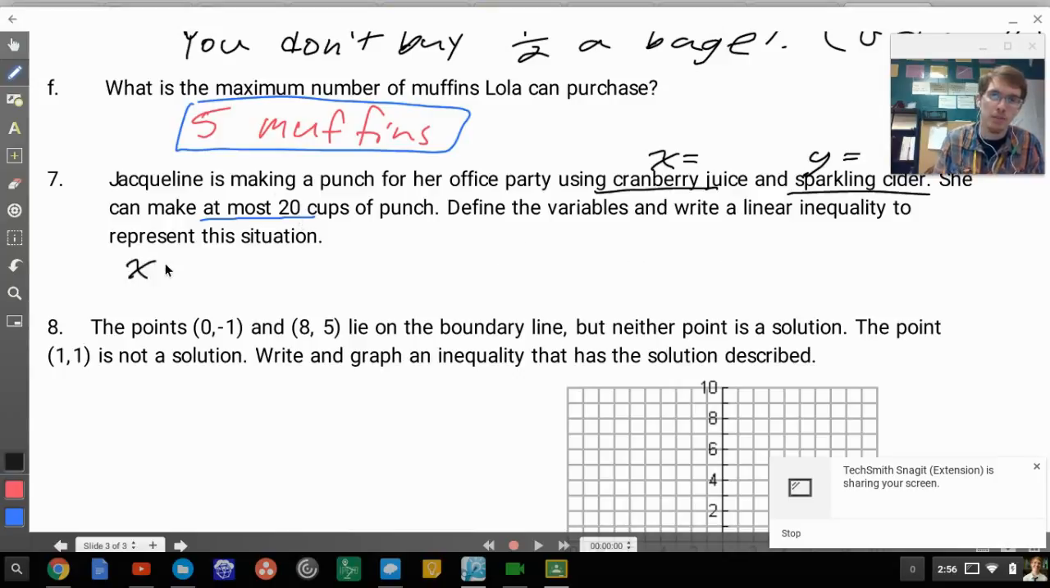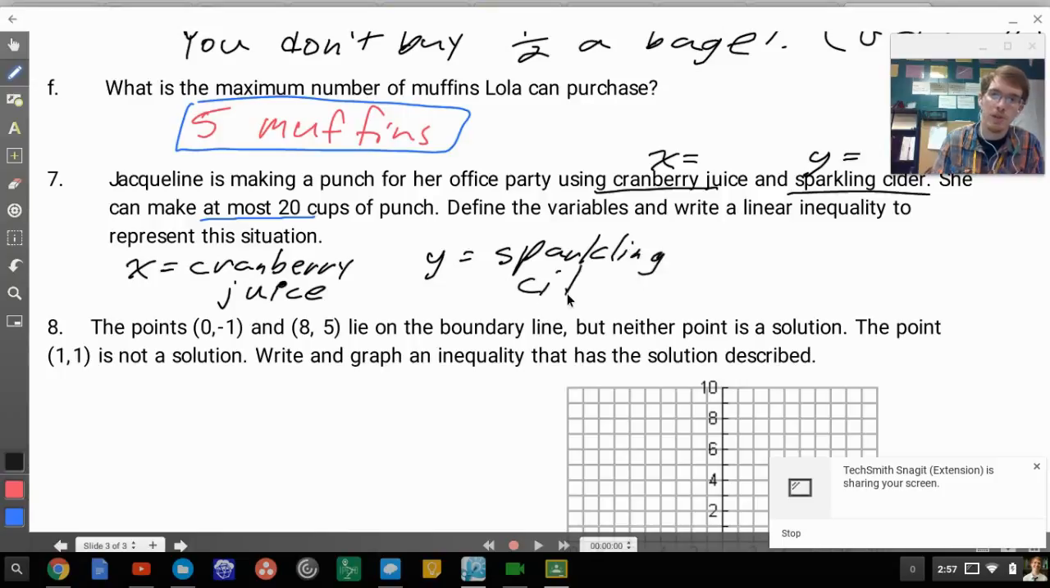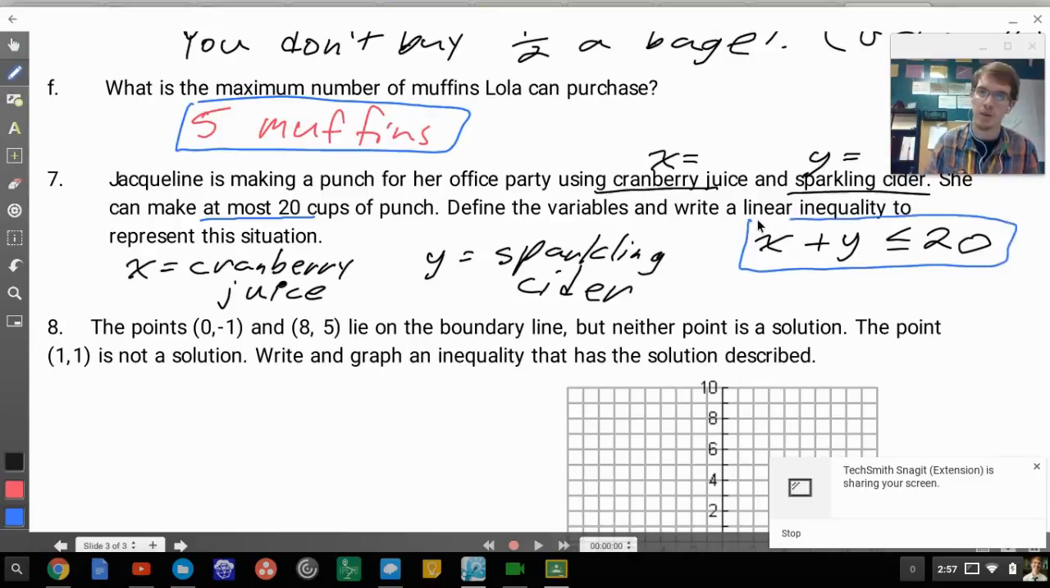Oh, I guess I need to define those variables. It actually says that. X is cranberry juice, and Y is sparkling cider. All right, so if I put those two together, X plus Y, you add the cranberry juice and the sparkling cider, you put those two together, we ought to come up with that whole juice, right? The whole punch. Well, her punch is less than or equal to 20. So less than or equal to 20 cups. So that is actually our inequality right there. Cranberry juice plus the sparkling cider has to be less than or equal to 20.